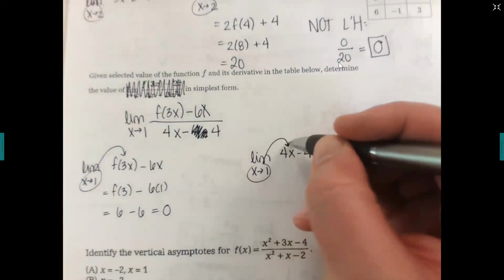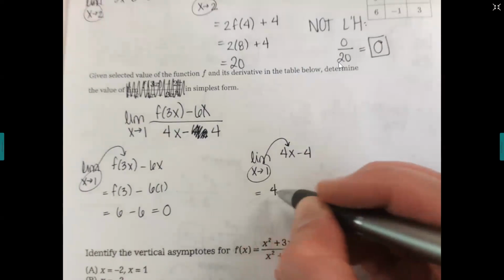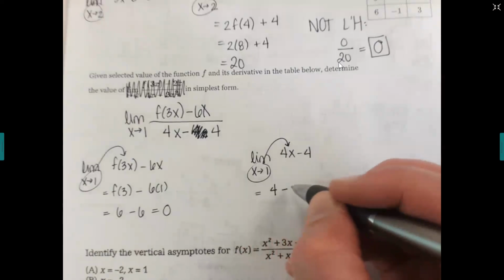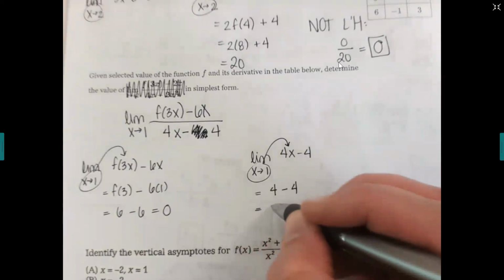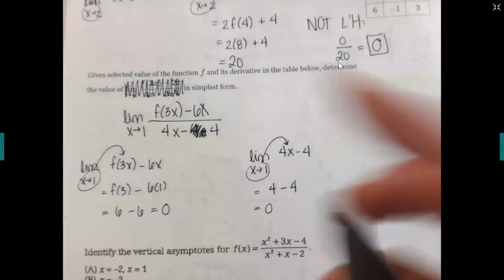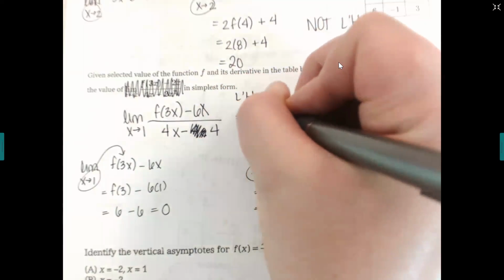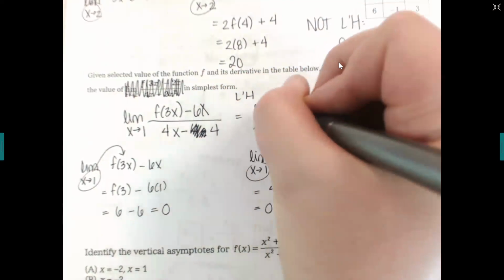Plug in your x approaching 1. What do we end up with? 4 minus 4, which is 0. So did I get the indeterminate form? Yes, but we didn't put 0 over 0 if it's free response. Okay, then from there, all that you would do is you would come up here and you would say, by L'Hopital's rule, I can retry my limit again.